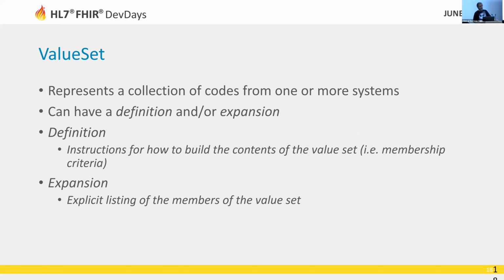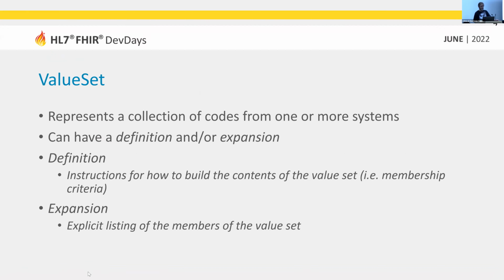Next is the value set. A value set represents a collection of codes from one or more systems. A value set as a resource can have a definition and or an expansion. And there are different reasons for wanting and using both in different scenarios. So the definition is instructions for how to build the contents of the value set, like the membership criteria. And then the expansion is an explicit listing of the members of the value set. And it's important that it's an explicit listing at a particular point or with a particular set of parameters to the expand. We'll get into that a little bit more later.